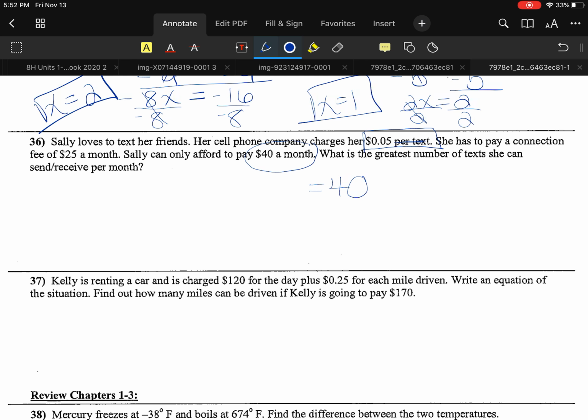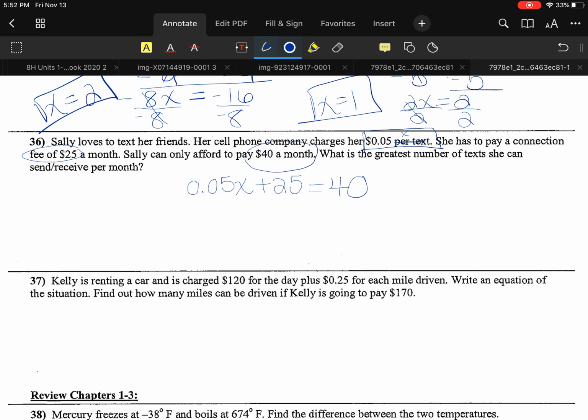Each text is 5 cents. I don't know how many text messages she can send. That's what they're asking us to find. So I'm going to use an X there. 5 cents per text would be 5 cents times how many messages, so X. There is a connection fee of $25, so that would be added on to my bill, so plus 25. So my equation is 5 cents times X, plus my $25 connection fee equals a total of $40.